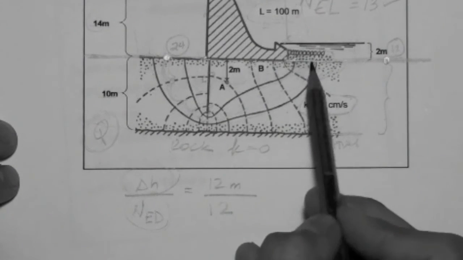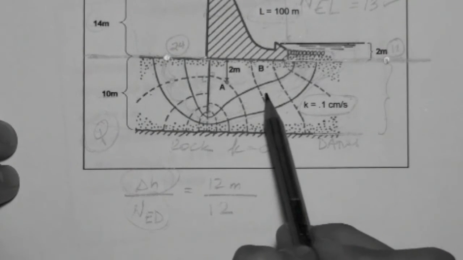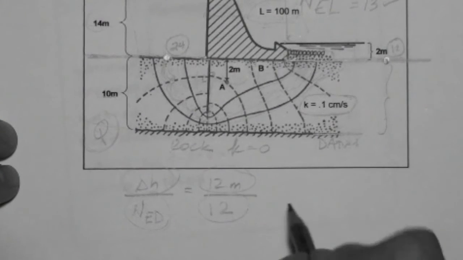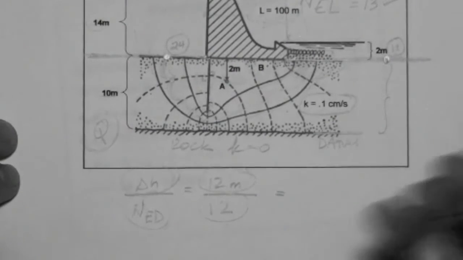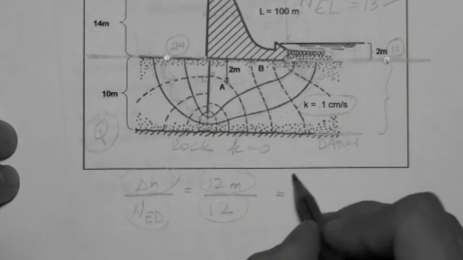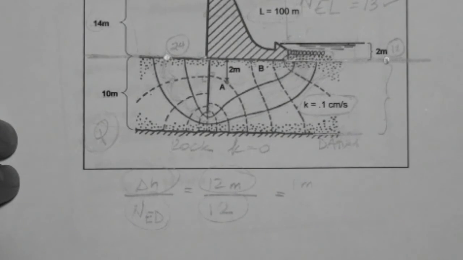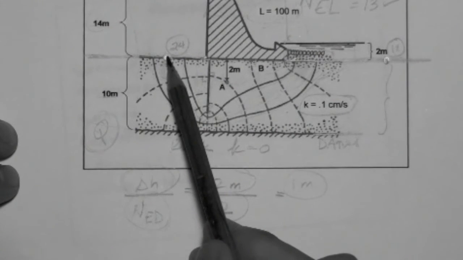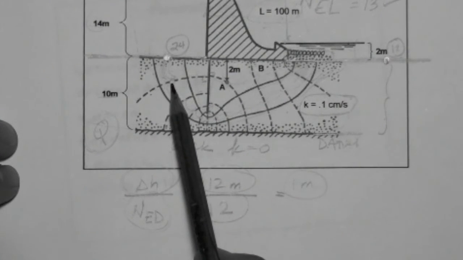1, 2, 3, 4, 5, 6, 7, 8, 9, 12 drops, right? So 12 meters of energy are lost in 12 drops. So in every drop, the water or the flow loses what? 1 meter. 12 over 12 is 1 meter. 1 meter of head is lost when the water goes from one equipotential to the next.